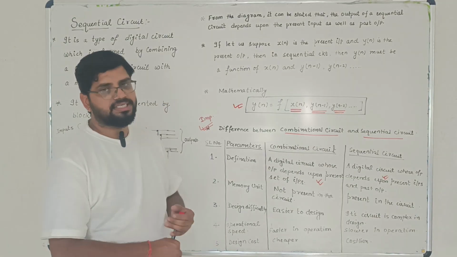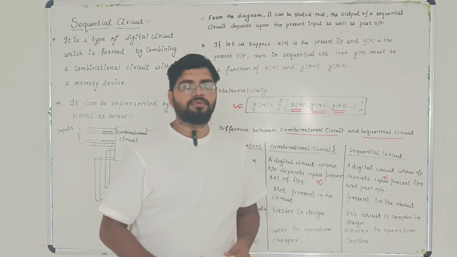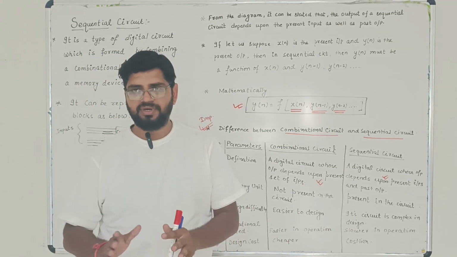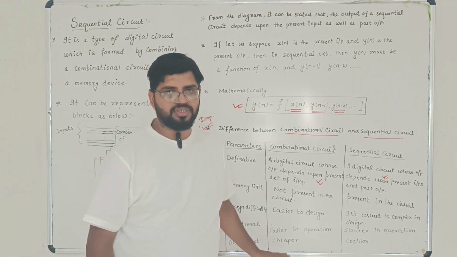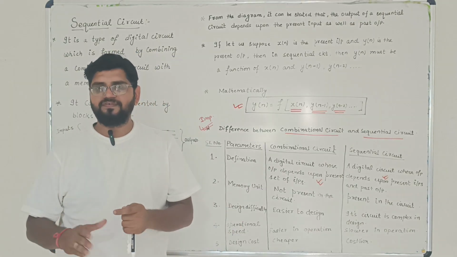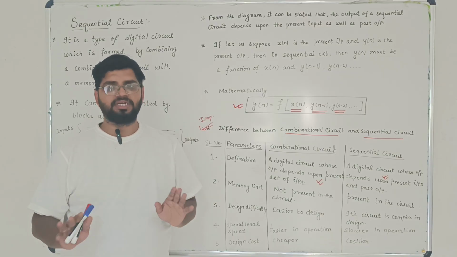And the last is the design cost. The cost will definitely be larger for a sequential circuit because we need to design two elements. In a combinational circuit, we need to design only one element, so it will have a cheaper cost. I think you have got the introduction part of sequential circuits and their difference from combinational circuits.